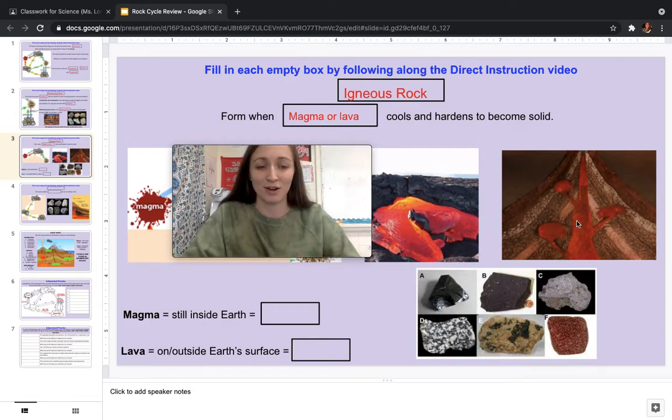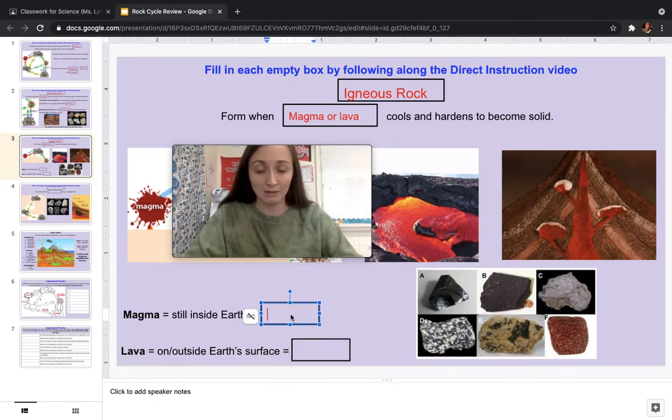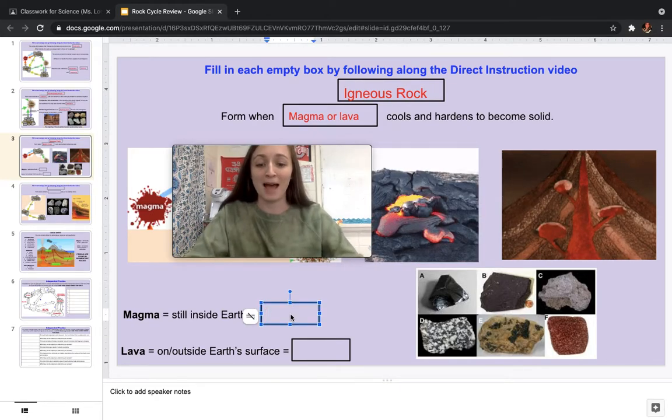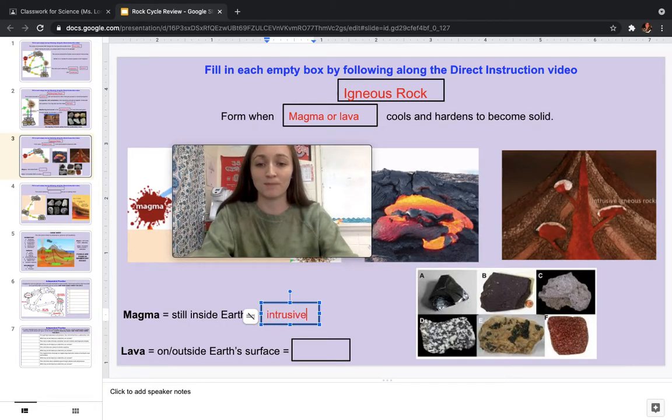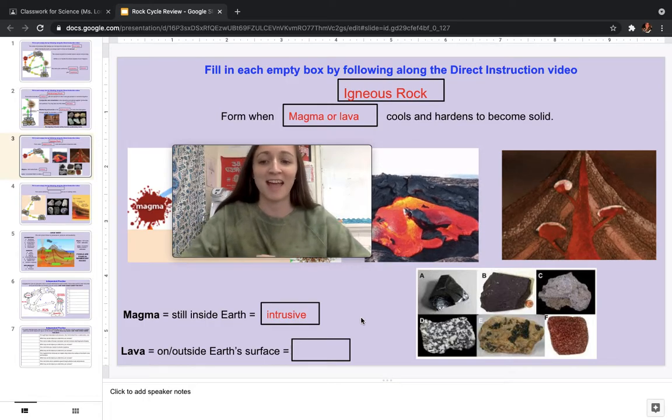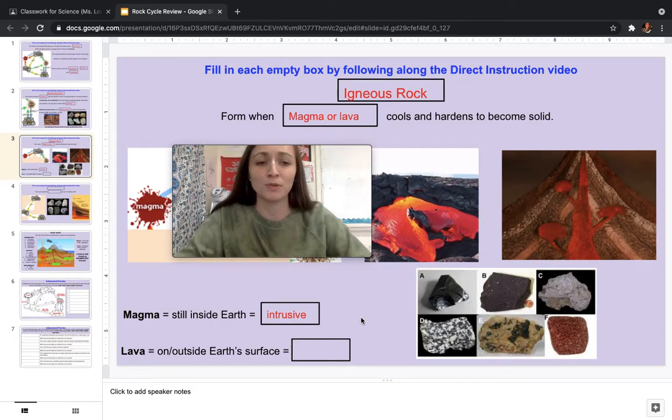Or we know in that asthenosphere, inside the earth, that upper mantle, that is considered magma because it is still considered inside the earth. Now, if you want to get fancy again with science, we love to put fancy terms for things. You can call magma intrusive. So if you hear of an intrusive igneous rock, that is a rock made of magma. So it was formed still inside the earth.